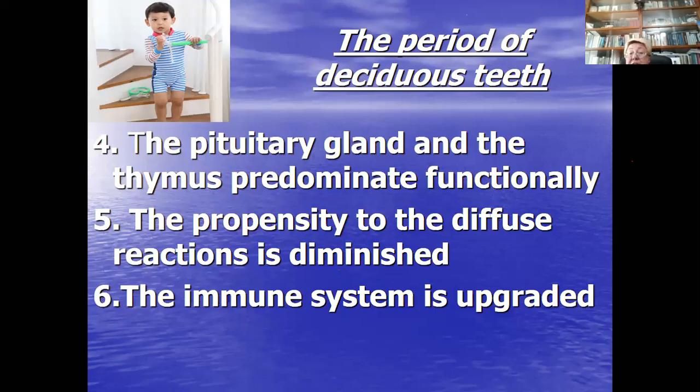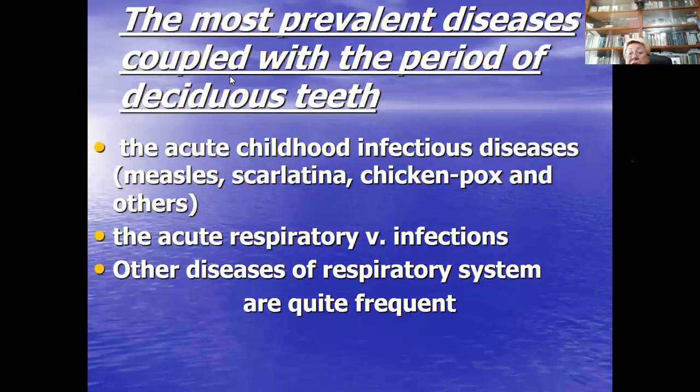What diseases can we see in this period? Mostly these are acute childhood infections like measles, scarlet fever, chickenpox, and others. Very often, acute respiratory viral infections and other infections or diseases of the respiratory system.